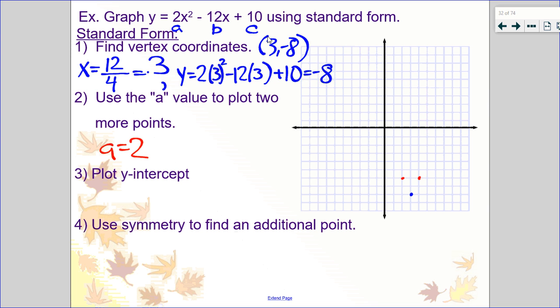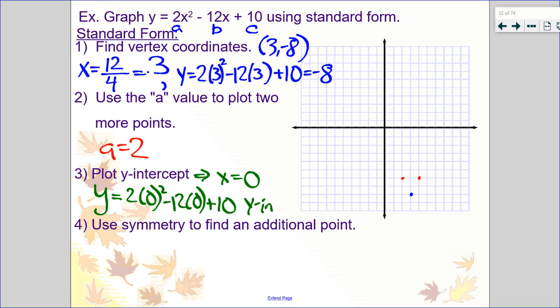Then we're going to plot the y-intercept. The y-intercept occurs when x is 0. So if I plug in 0 to my equation, I have y equals 2 times 0 squared minus 12 times 0 plus 10. So that means my y-intercept is just 10. So I'm going to graph 10 right there. And I'm going to use symmetry to find an additional point.